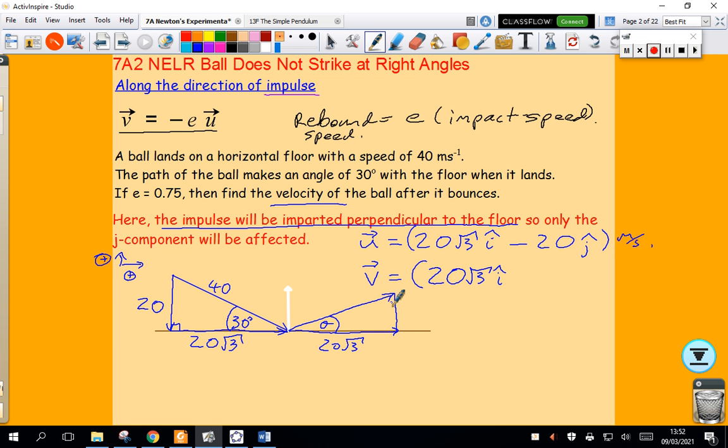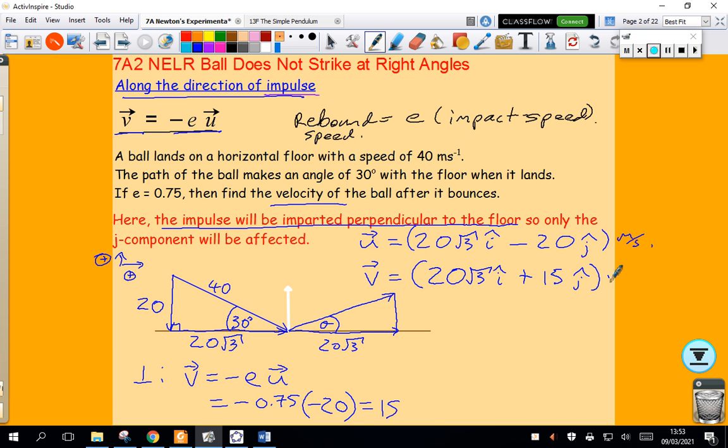Well, we know along the direction of impulse that the final velocity is negative e times the initial velocity. So perpendicular to the plane, the final velocity is going to equal negative e times the initial velocity. e is 0.75. And perpendicular to the plane, the initial velocity was negative 20. So negative by negative is a positive. And now we're talking about 3/4 of 20. 1/4 of 20 is 5, so 3/4 is 15. So plus 15 j hat meters per second.